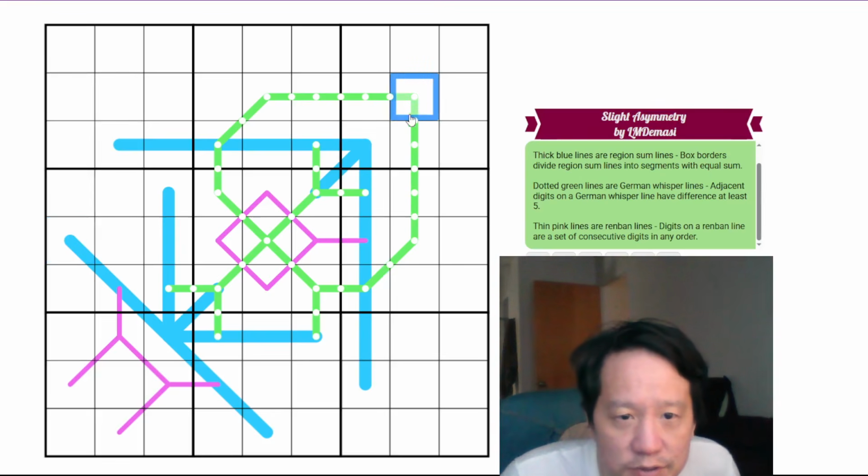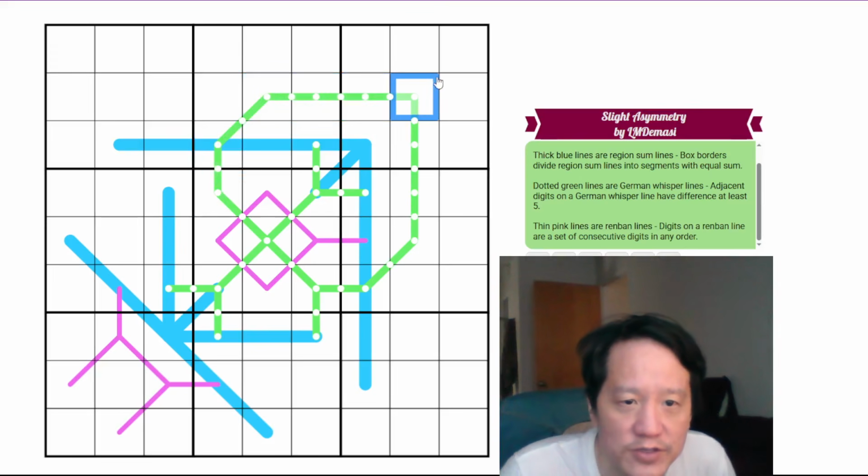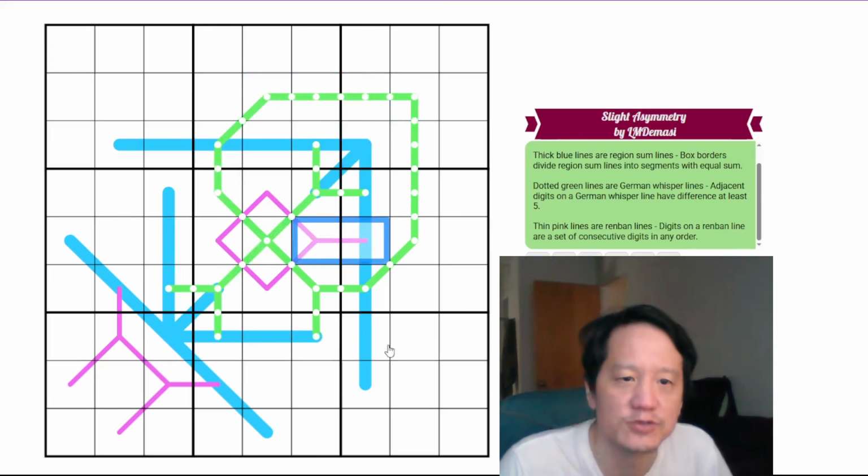I'm actually wondering where the slight asymmetry here is. It looks very symmetrical around here. Oh, the slight asymmetry is right there.